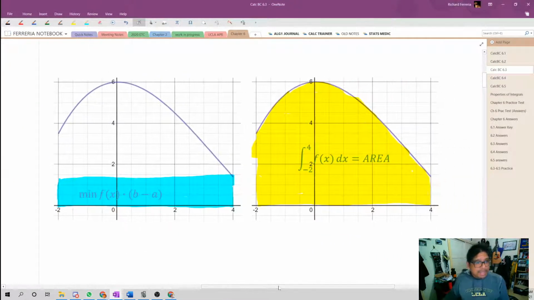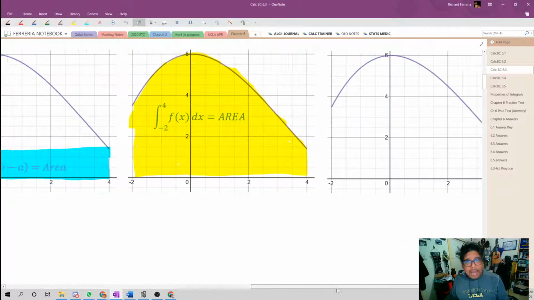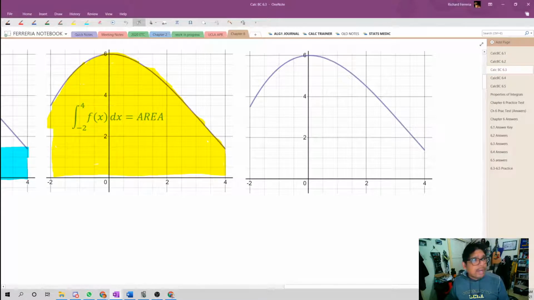And as we can see, the minimum value of f multiplied by b minus a has to be smaller than the integral from a to b. Now the third part of the inequality is the maximum value of f multiplied by b minus a. Now I know what the b minus a is. That's the width of the rectangle. But with the maximum value of f, that would be at the highest point, which is right over here.